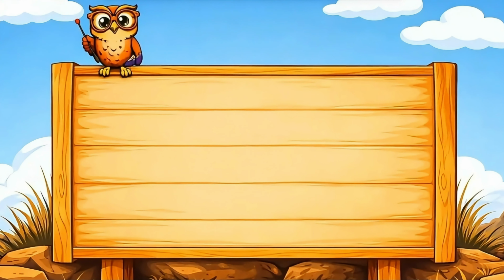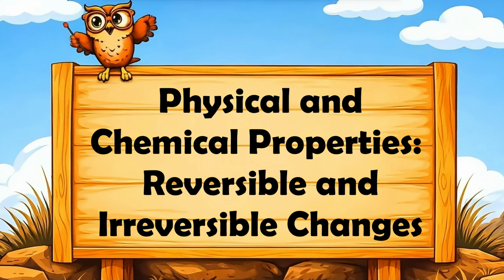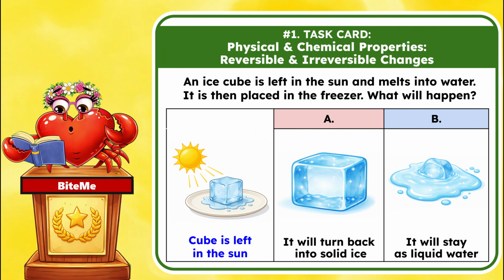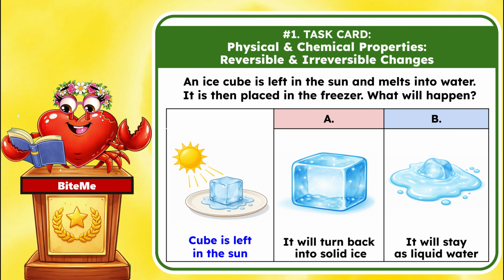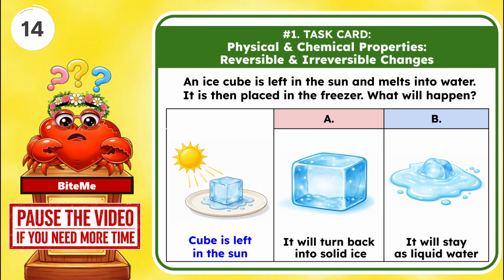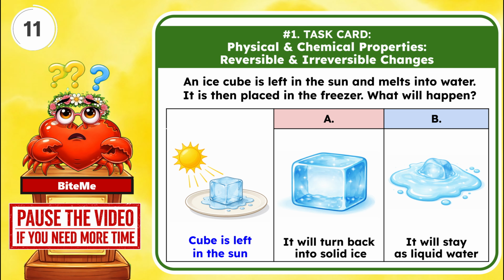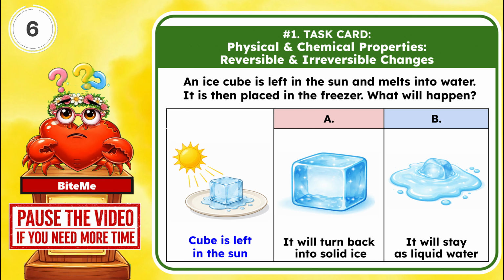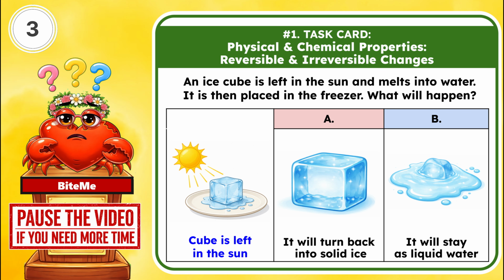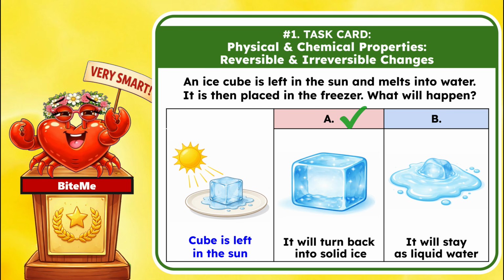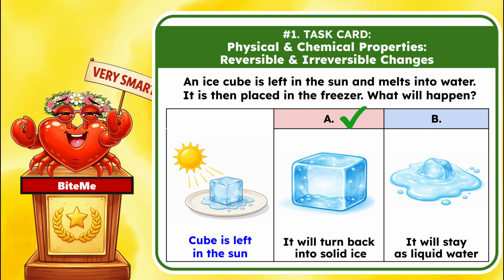Our lesson for today is about physical and chemical properties, reversible and irreversible changes. Let's begin. An ice cube is left in the sun and melts into water. It is then placed in the freezer. What will happen? And the correct answer is letter A. It will turn back into solid ice.